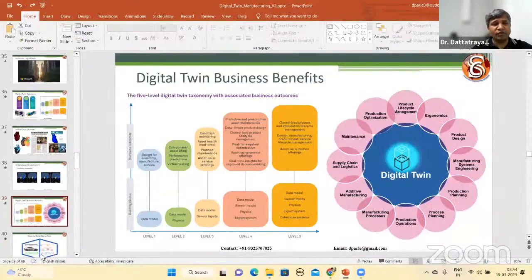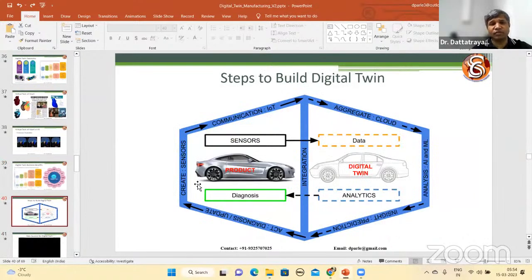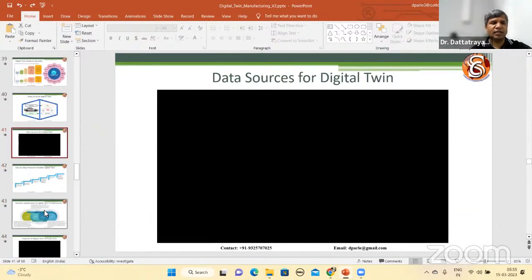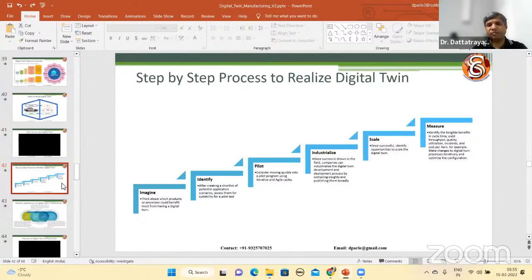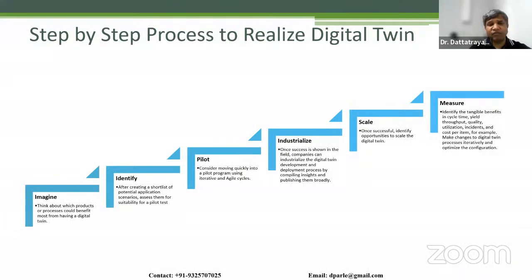Maybe again, in the interest of time, this is just how you build a digital twin. So the first step is to create sensors, connect the sensors, communicate to the IoT, get the data, build this data platform, AI, ML analysis, get the insights, and act. That's something which I talked about in my plug and play digital twin. Probably I'll skip some of the slides and then go into the step-by-step process to build a digital twin. You can start by imagining, identifying, do the pilot, then deploy industrially, scale it, measure it. So that is the step-by-step process to realize your dream of building a digital twin.